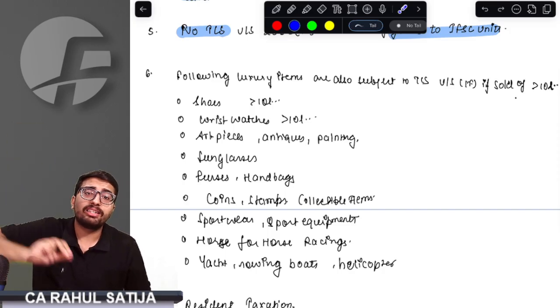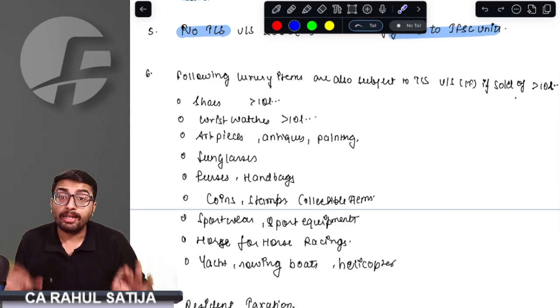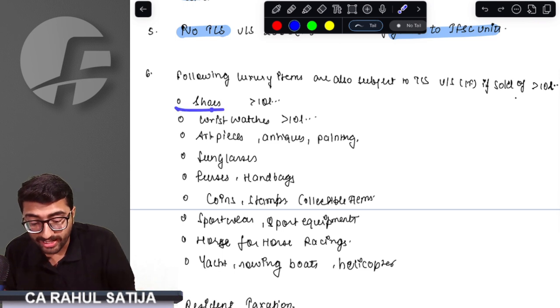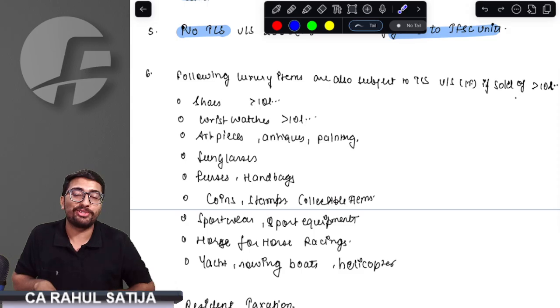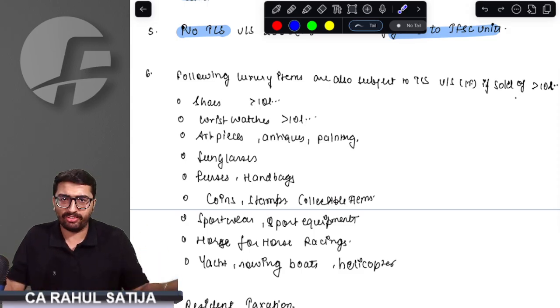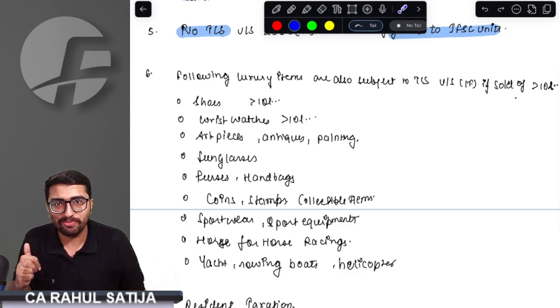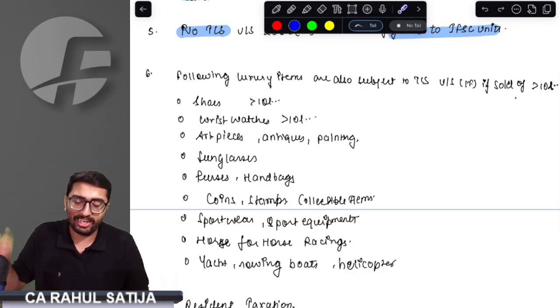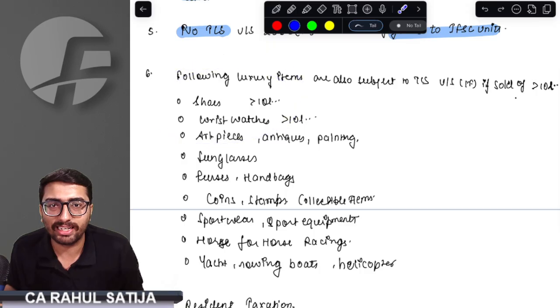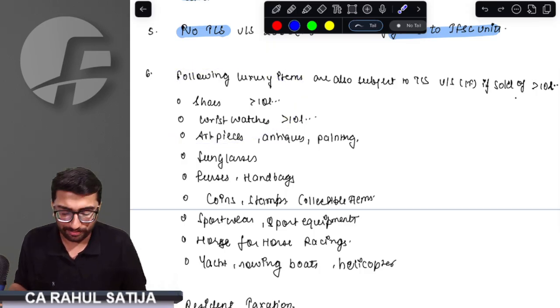In that list only, there were certain items added. Now, if you are selling shoes exceeding 10 lakh rupees, a single pair of shoes, not multiple shoes, you have to collect 1% TCS. Virat Kohli sells his shoes for more than 10 lakh. MS Dhoni sold his shoes. Ronaldo sold his shoes for more than 10 lakh rupees. So if they are selling shoes exceeding 10 lakh rupees, they have to collect 1% TCS.